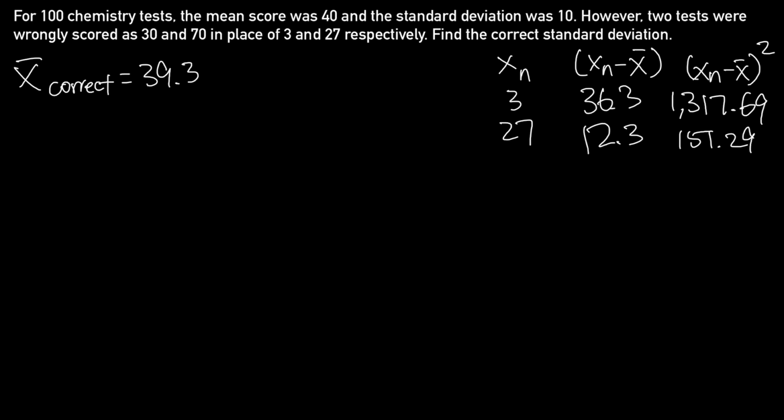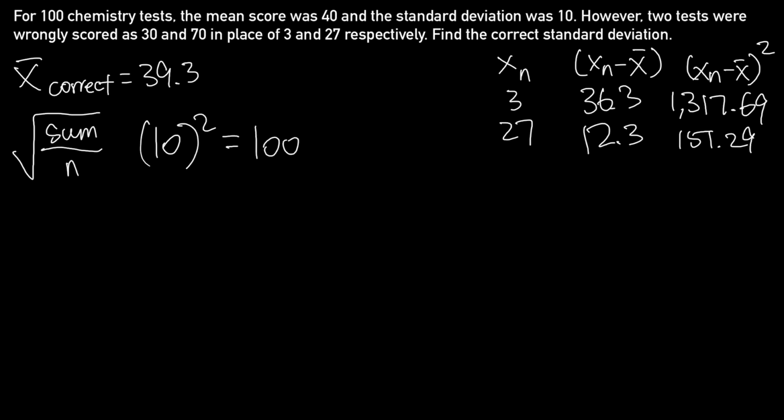So since the standard deviation formula is just the square root of the sum of all of that over n, and we know the incorrect standard deviation is 10, we can basically do a reverse operation. We square it, we get 100. There are 100 terms, so we multiply that by 100, and we get 10,000. So 10,000 is the incorrect sum.